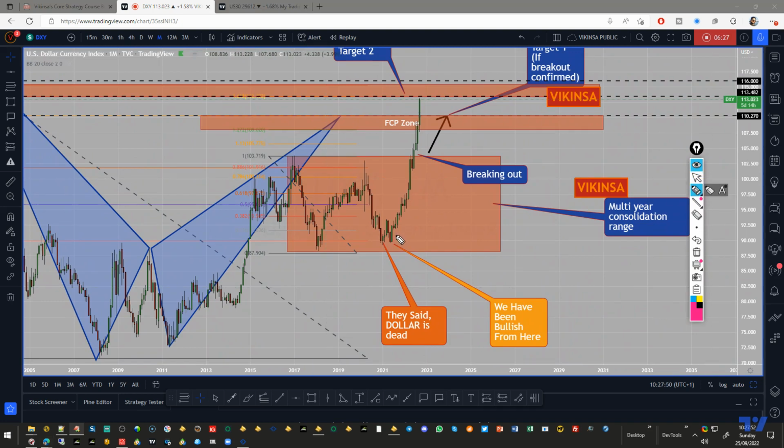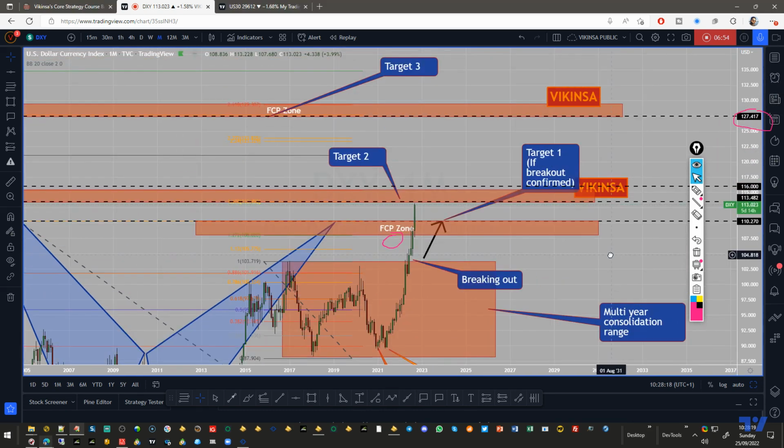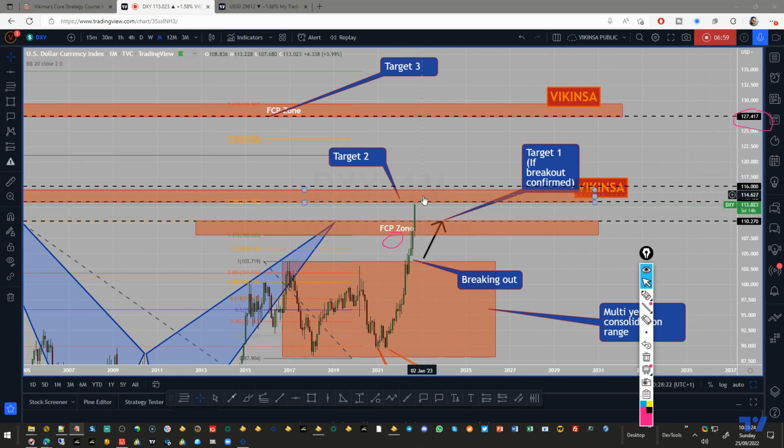Remember here, if you have been following my analysis, we have been bullish from here because we saw this consolidation and we knew that market was going to create a double bottom and then start to rise up. So it reached our first target 110.27, and now last week, it nearly reached our target of 113.482. Right now, I think the high of this candle was approximately 113.228, which is a few points lower than our target. So this is the FCP zone which can be reached.